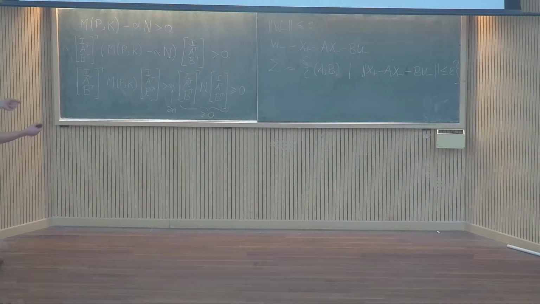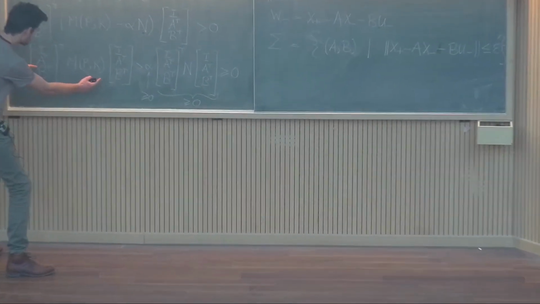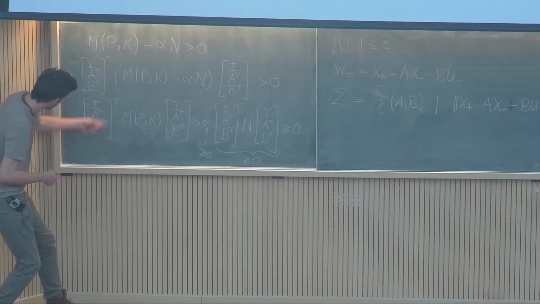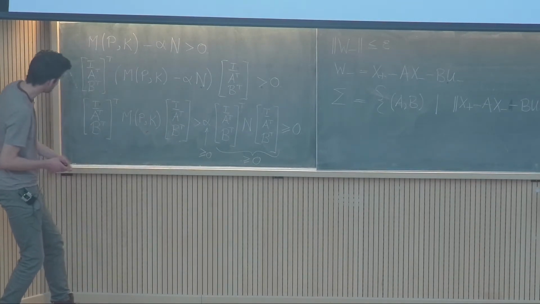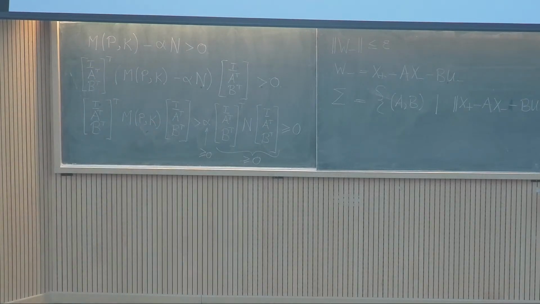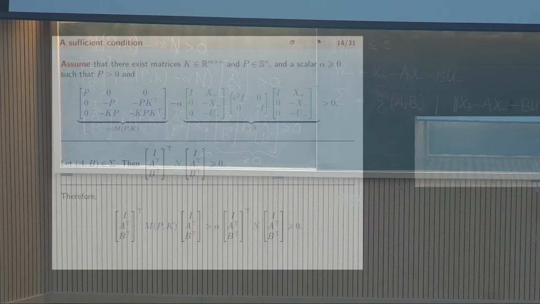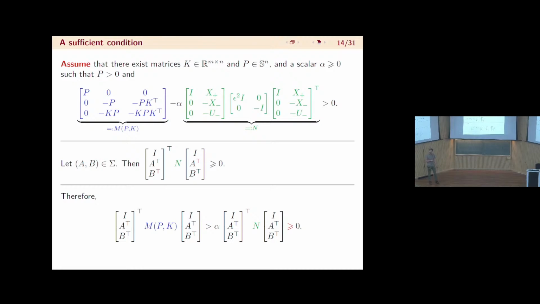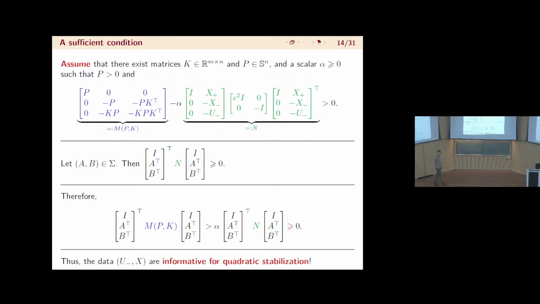Great. So the conclusion then is this matrix M multiplied with identity A transpose B transpose and the transpose of that is a positive definite matrix because it's greater than some matrix which is positive semi-definite. Which means that for this system AB consistent with the data, indeed our Lyapunov inequality is satisfied. So the data are informative for quadratic stabilization.